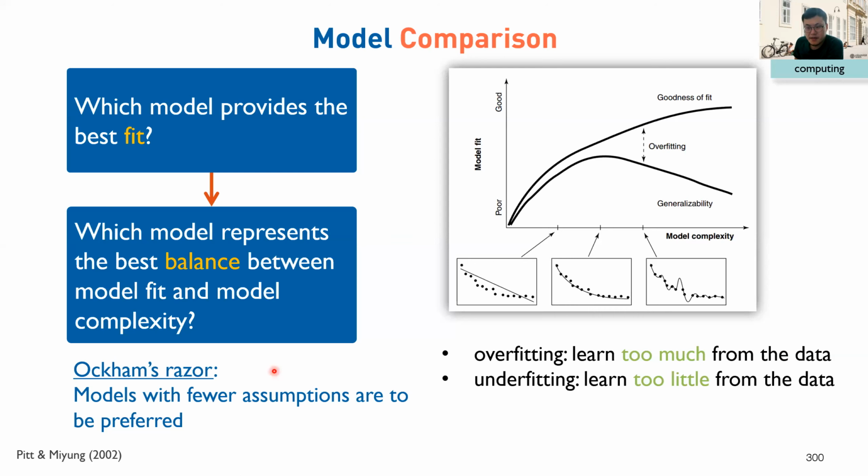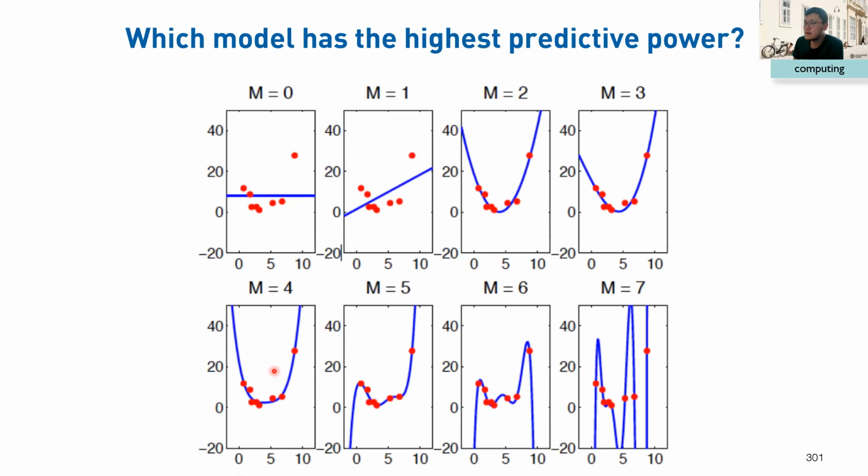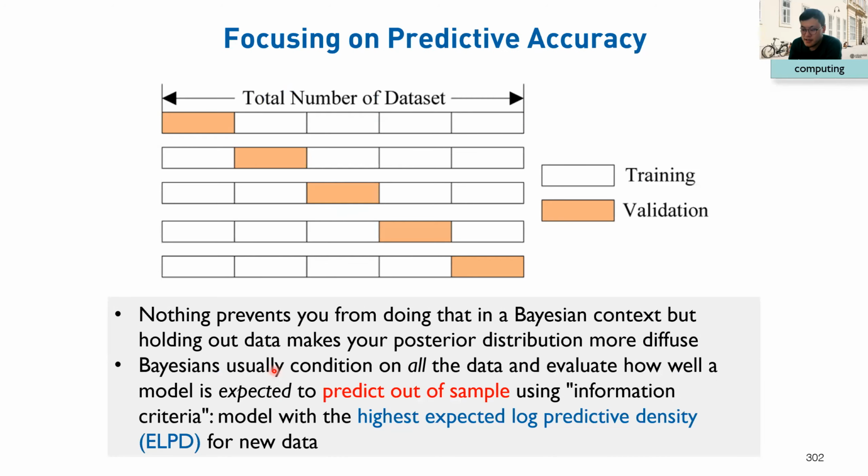Questions, or does that make sense? I guess that makes sense. Conceptually it's quite easy to understand, right? To balance goodness of fit and model complexity. But in reality, or in practice, how do we do that? The best way is actually to do cross-validation.